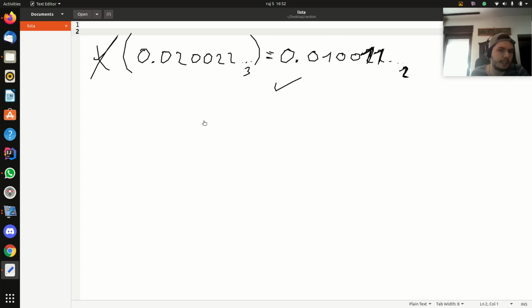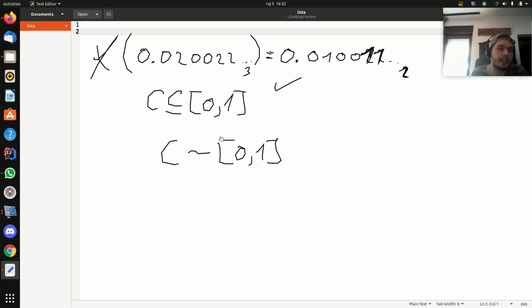And since the Cantor set is a subset of [0, 1], it can't have a bigger cardinality than [0, 1]. So C has the same cardinality as [0, 1], and these are obviously infinite cardinalities, so I won't get into it that much, but they do have the same cardinality.